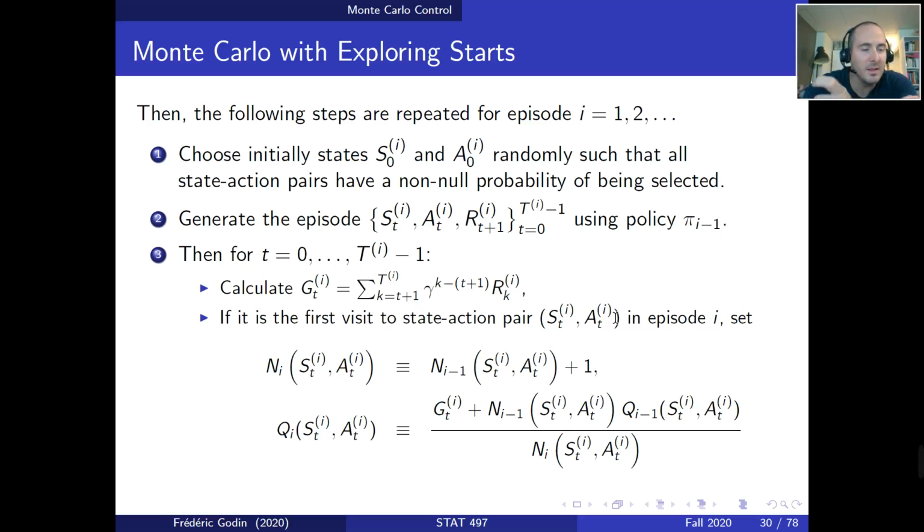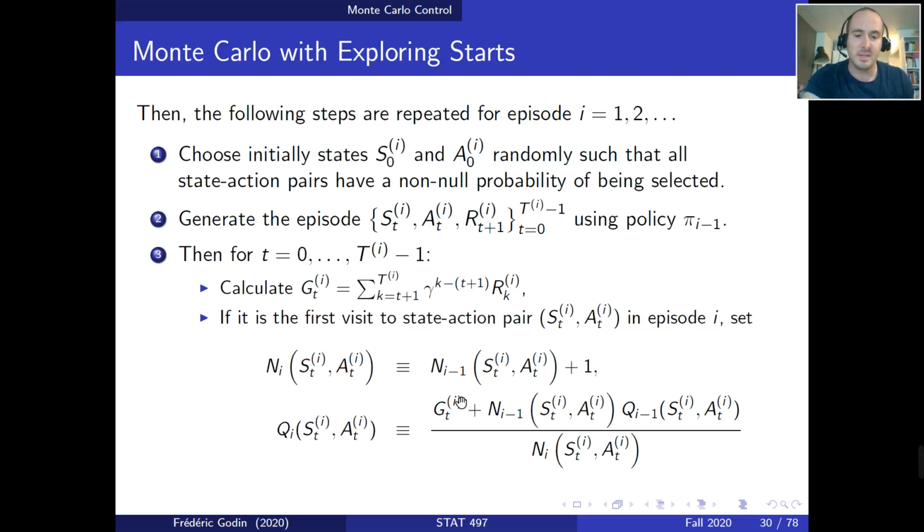But if this pair is encountered for the first time in your episode, then you do the following. So N(s,a) of your state action pair is N(s,a) minus 1 plus 1. It means that you're going to consider one more return for this state action pair to come up with the estimate of the action value function for that state action pair. And then you refine your estimate of the state action pair as the following.